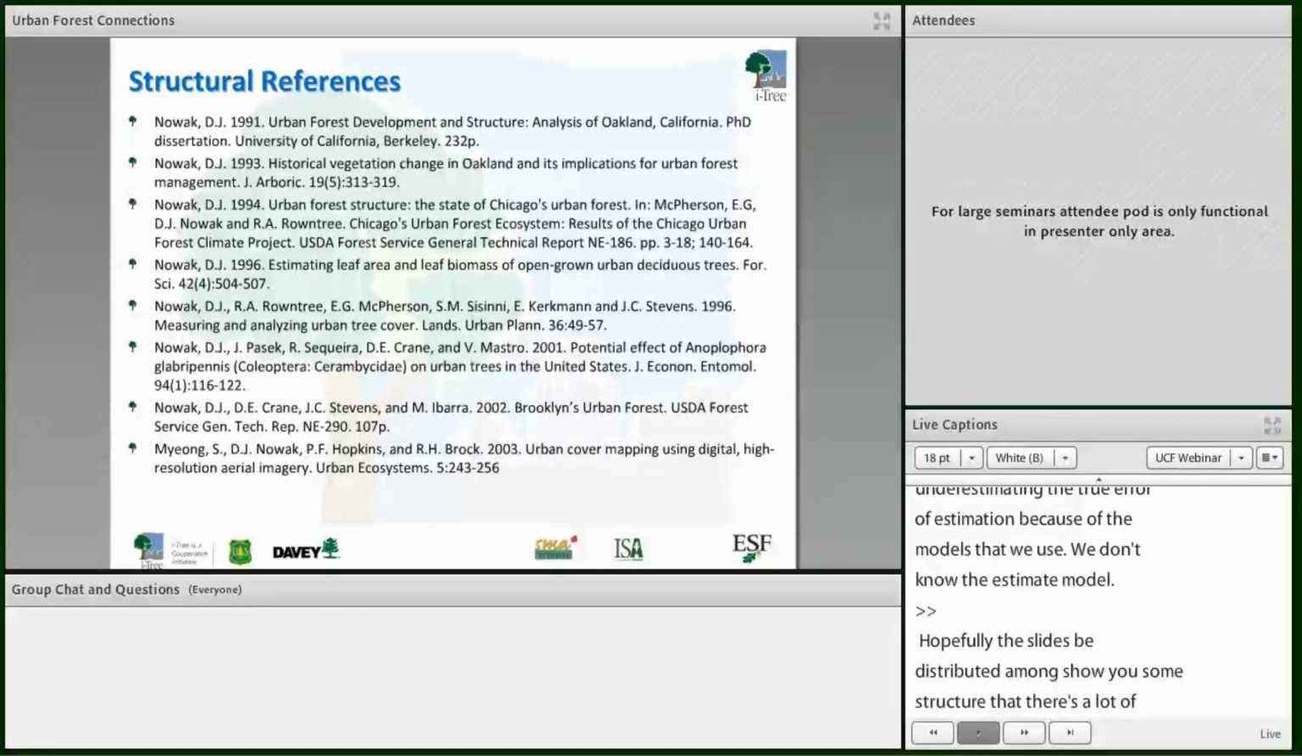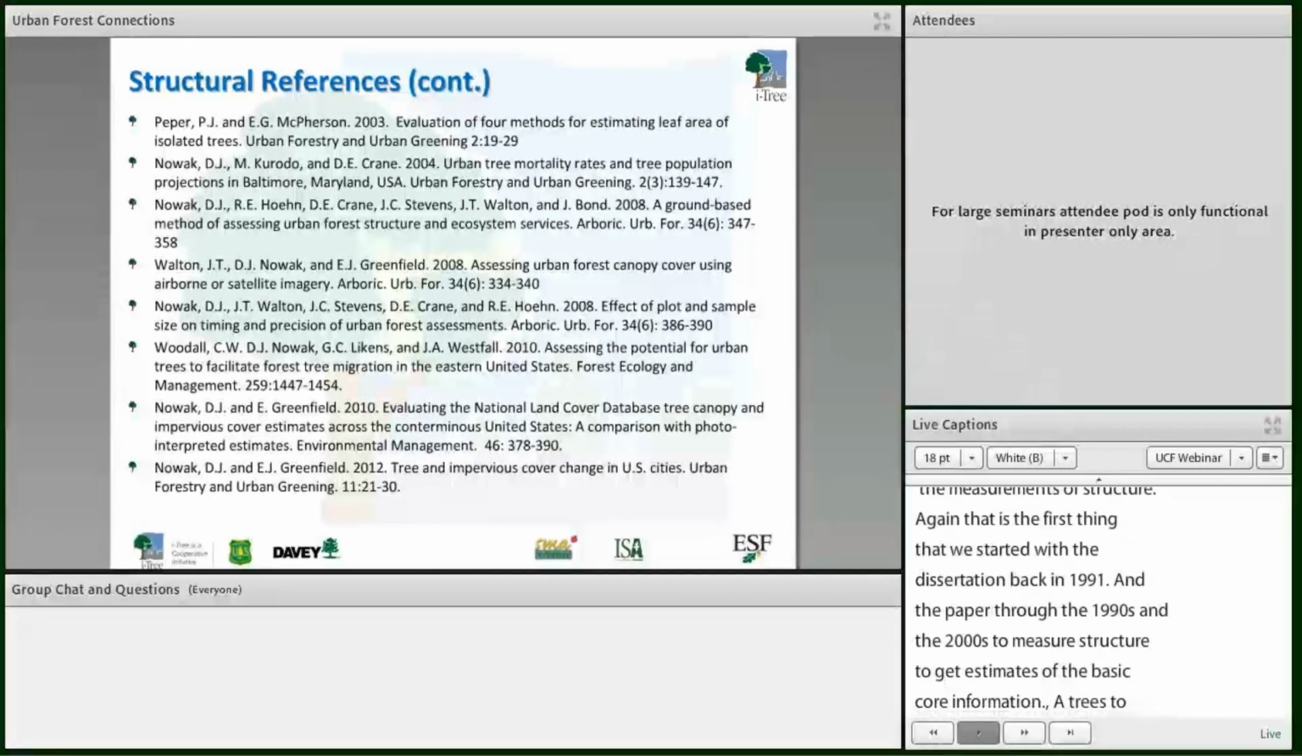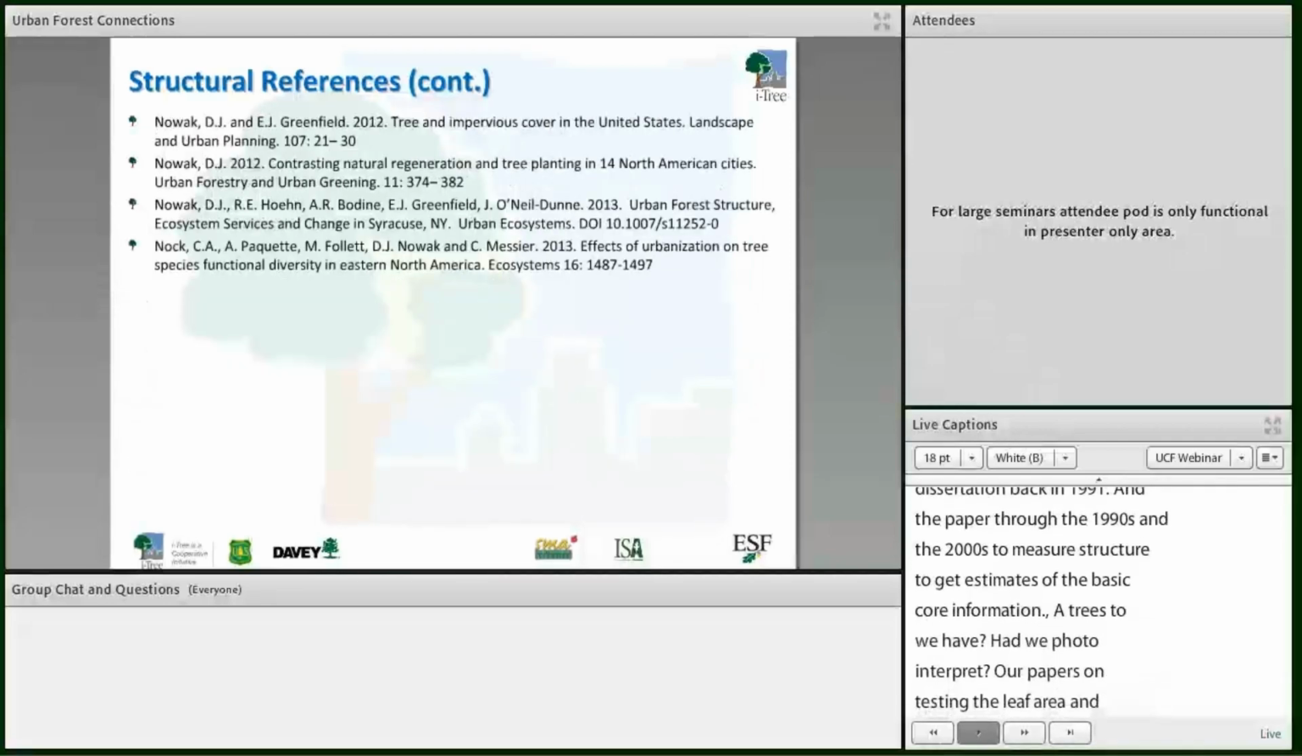We've had papers through the 90s and 2000s of how do we measure structure to get at estimates of the basic core information. How many trees do we have? How do we photo interpret? There's papers on testings of the leaf area indices and derived estimates from that. Also plot precision, how many plots should we have? So there's a bunch of data out there on structural references. We're pretty solid on estimating the core structural data.